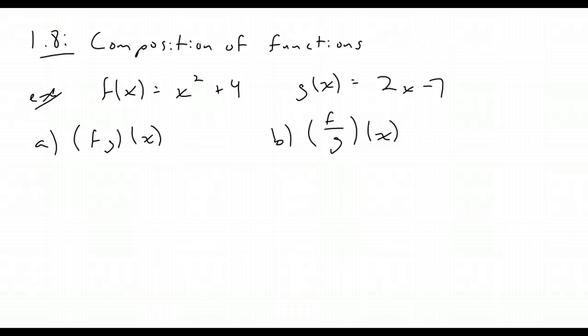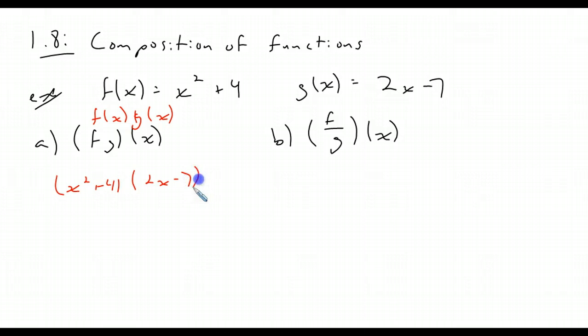Now I'm going to look at the multiplication and division of these things. So fg of x, this is f of x times g of x. So f of x is x squared plus 4. G of x is 2x minus 7. So I'm going to multiply. This is the FOILing, this is the distribution. So distribute your x squared to both terms, your 4 to both terms, and see what it comes out to be.